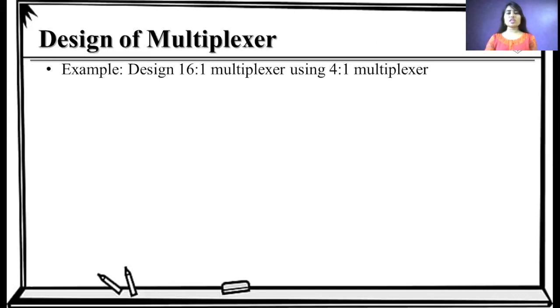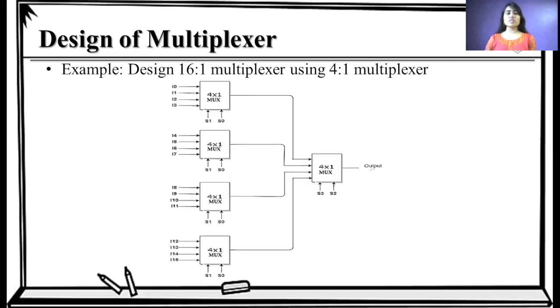So here we can implement this 16-to-1 multiplexer. So here we implement the 16-to-1 multiplexer like this. Here we first use the 4-to-1 multiplexer 4 times: I0 to I3, I4 to I7, then I8 to I11, I12 to I15. So here we have 16 inputs. Now for the 4-to-1 multiplexers, only 2 selection lines are required, S0, S1, S0, S1.